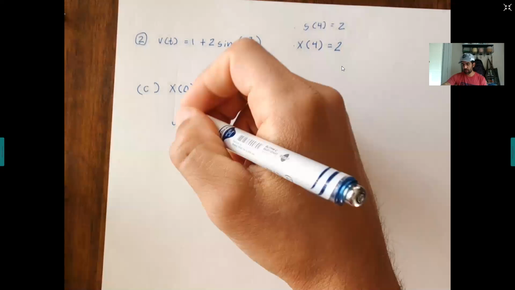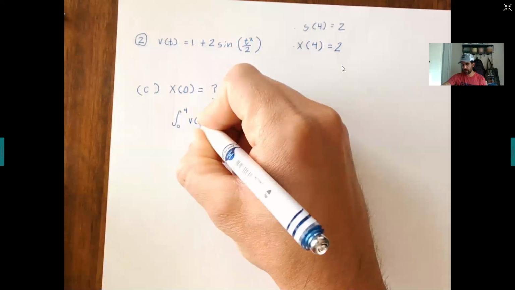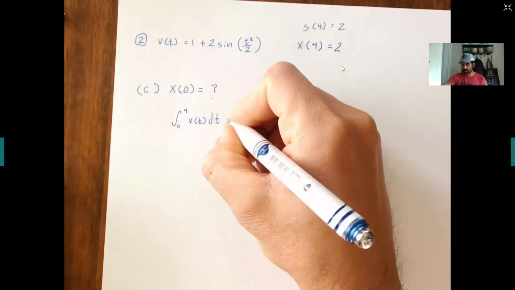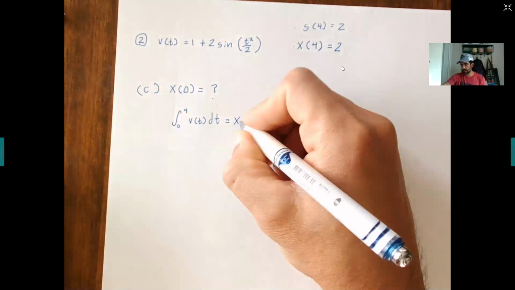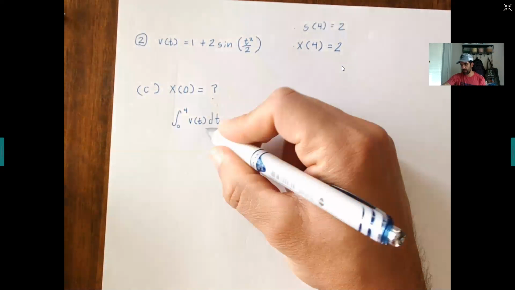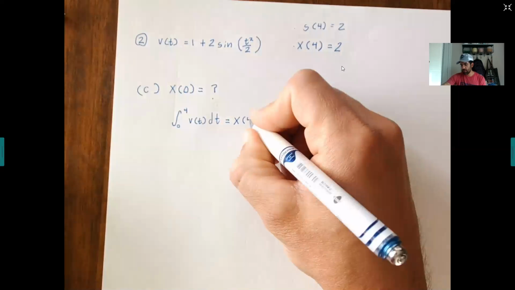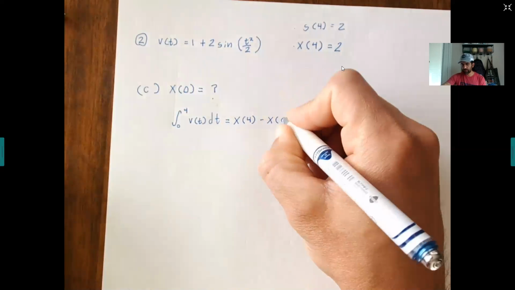So we're going to integrate the velocity function. And now this is the trick that I'm talking about, if you want to call it a trick. I'm going to write this because I know when I integrate this, I get the final position minus the initial position.